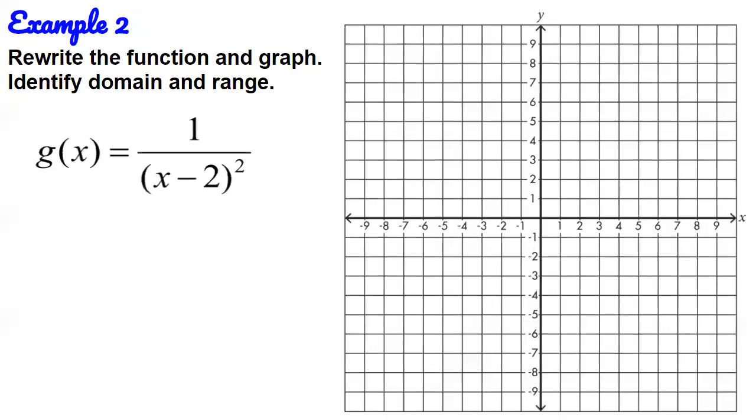All right, go ahead and write example number 2. We write the function and then graph. I forgot to identify a domain and range, so we'll go ahead and identify on this one. So g of x equals 1 over x minus 2 squared. We're gonna follow the same steps. We're gonna identify our asymptotes, create our input output table, and then identify our domain and then our beautiful range in this case.